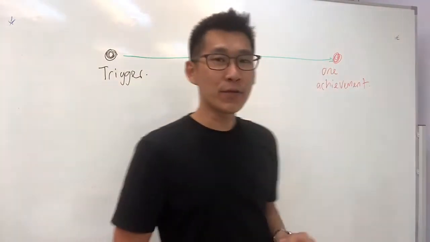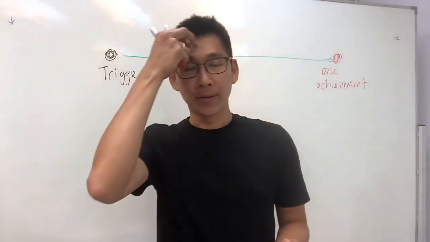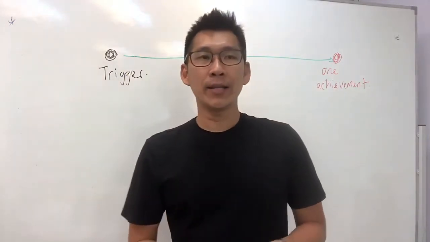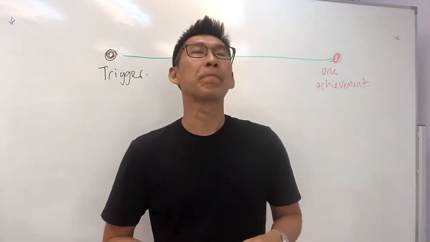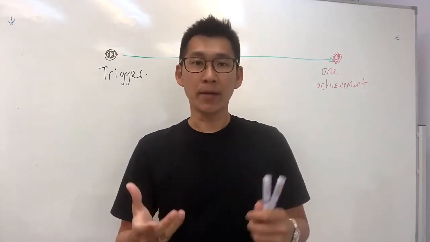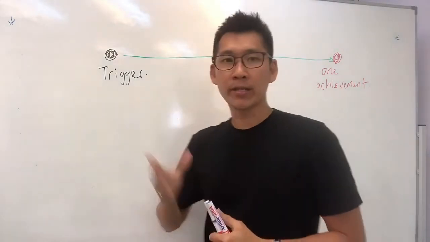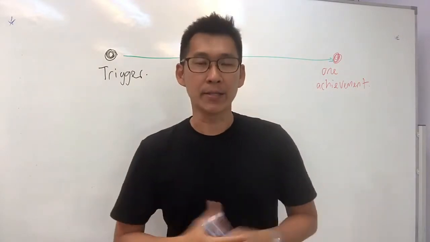So let me give you an example. All right, so let's take the internet marketing niche as per se, right? So it could be that the trigger is that they want to have an online business, right?